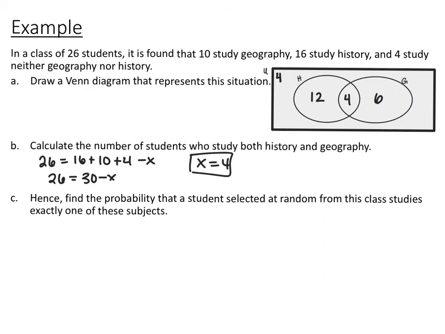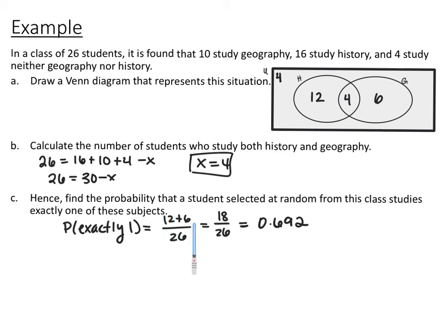So now that we have these numbers, go ahead and find the probability that if I randomly select a student from this class, they study exactly one of these subjects. So 12 students study just history and 6 students study just geography. So those 18 students are the ones who study exactly one subject out of the 26 total students, so 0.692.